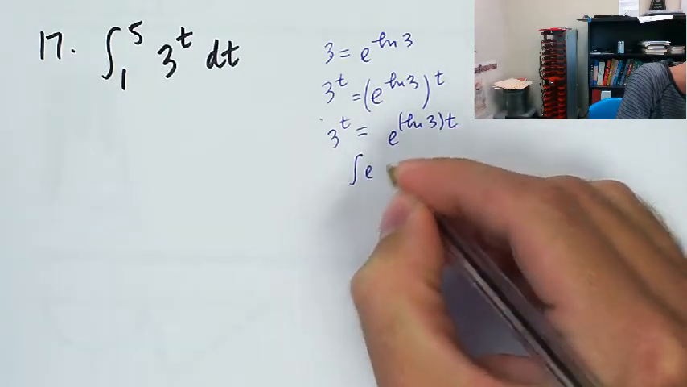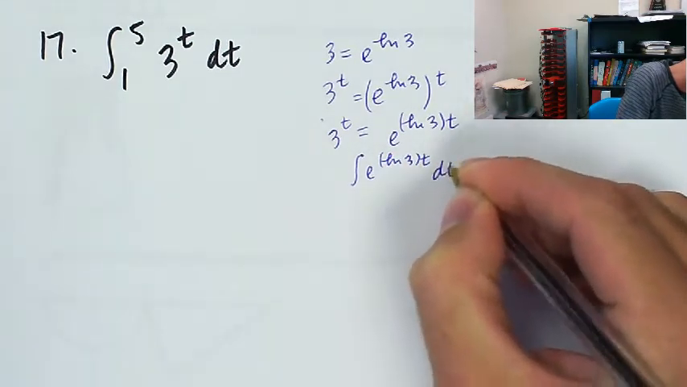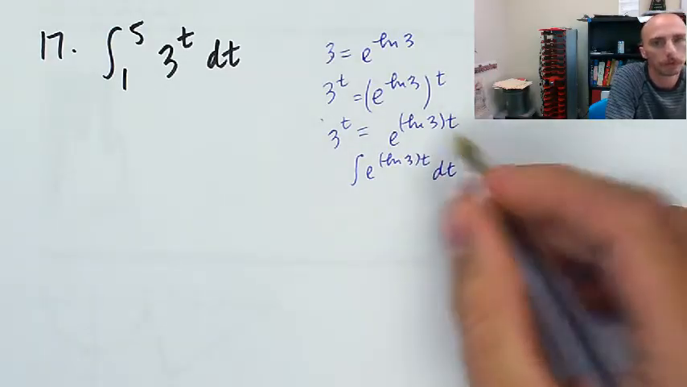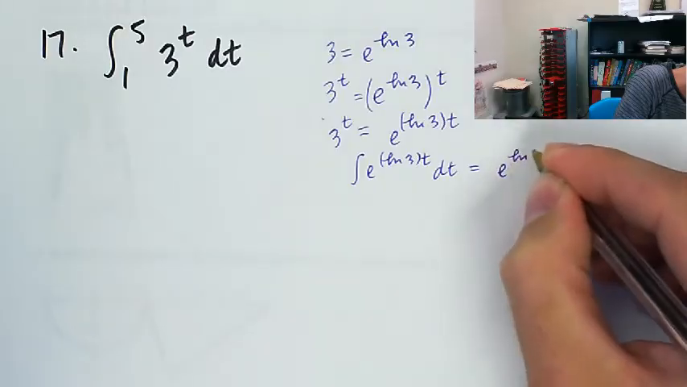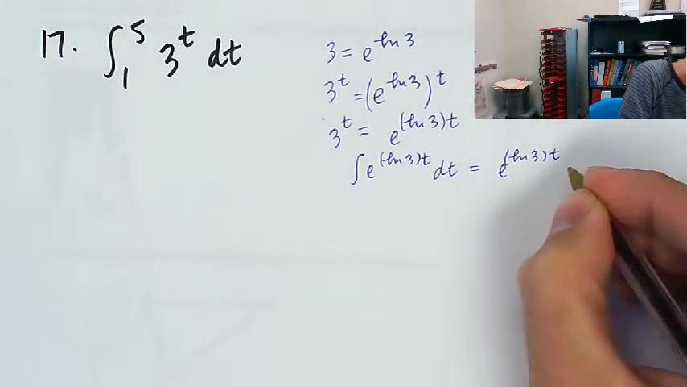And so if I was going to anti-differentiate that with respect to t, okay, an antiderivative of e to the log 3 times t. If I had e to the 2t, the antiderivative would be e to the 2t divided by 2 to prepare for the chain rule. So this one is going to be e to the log 3t divided by log 3.